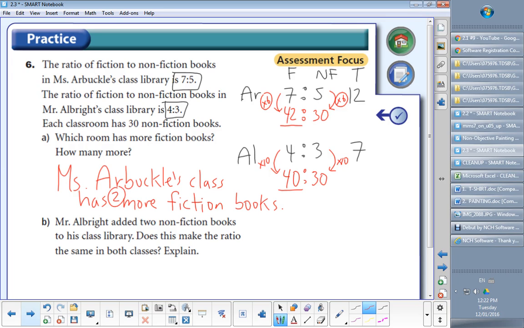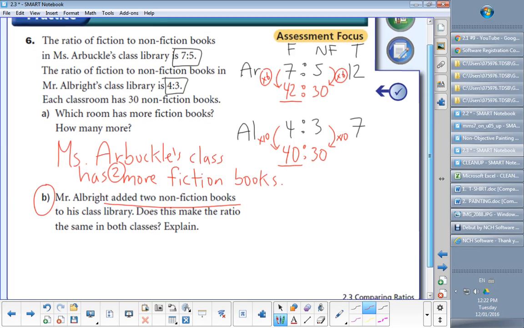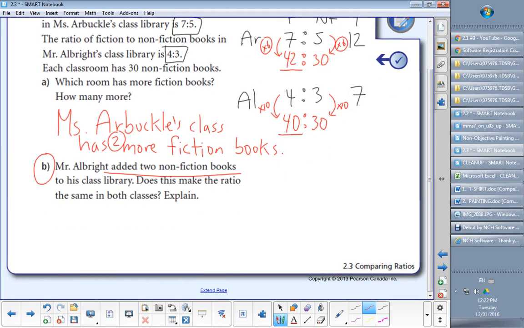Now for part B, it says Mr. Albright added 2 non-fiction books to his class. Does this make the ratio the same in both classes? Well, let's take a look. So they're saying, and I'll write this one in purple, Mr. Albright's class, he now has 40 fiction, and now he has 32 non-fiction books.